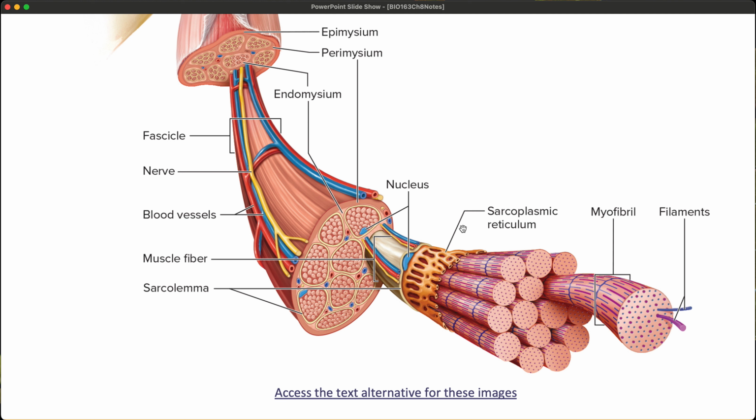So the sarcoplasmic reticulum surrounds your myofibrils. Then there's some other tissue structures that kind of cover that. And then again, it's all wrapped in epimysium, and that's what creates your muscle fiber.